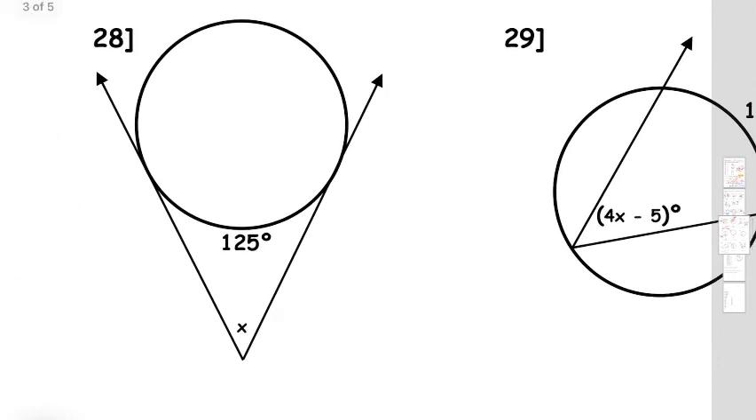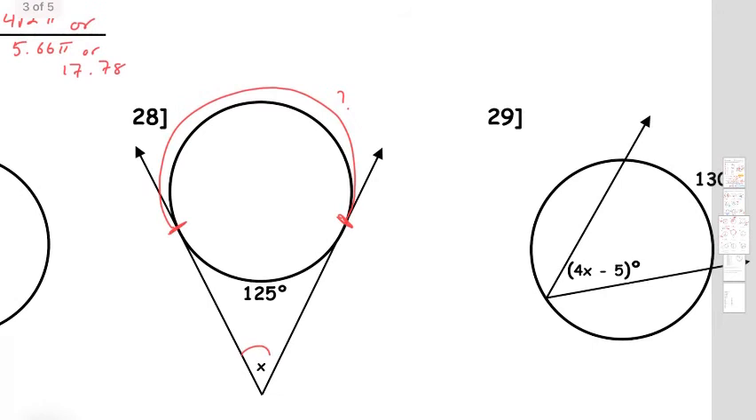So once again, here I have an exterior angle, and so I have to figure out what the measurement of this arc is first before I continue. In order for me to do that, I recognize that a full circle is 360 degrees. And I know that this arc here measures 125, so I subtract 125 from 360, and it gives me the arc measure of 235. And I'm going to use that to solve for x.